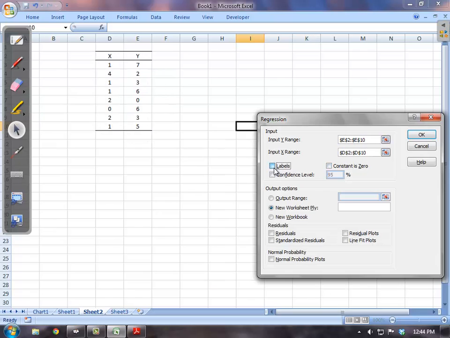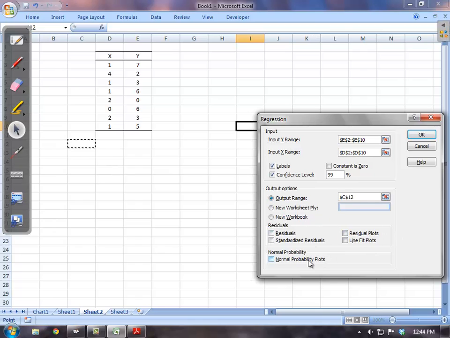I did select the labels. Confidence level: if I wanted to test things at a certain significance level, I could specify 99%, which would correspond to an alpha of 0.01, and I'll show that in just a moment. And the output range, actually I want to keep it in the sheet, and I want to put it right here. And that's it.